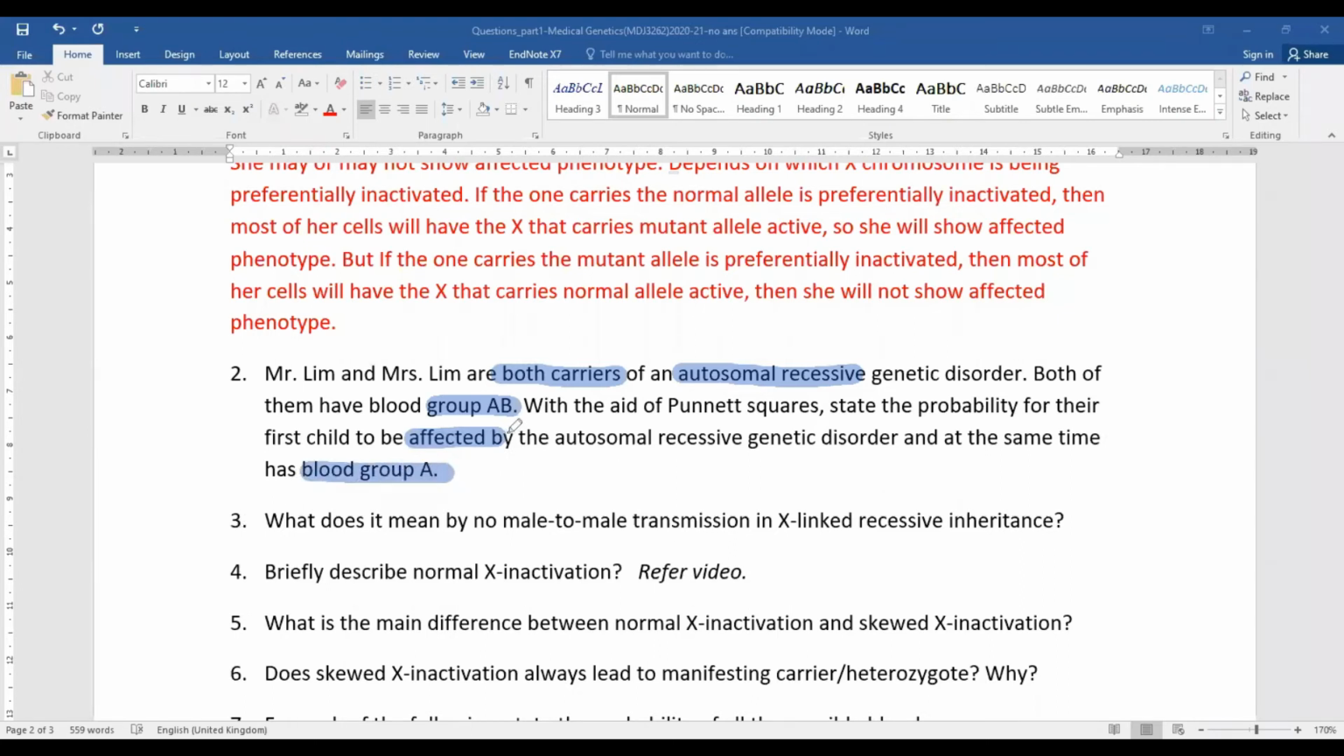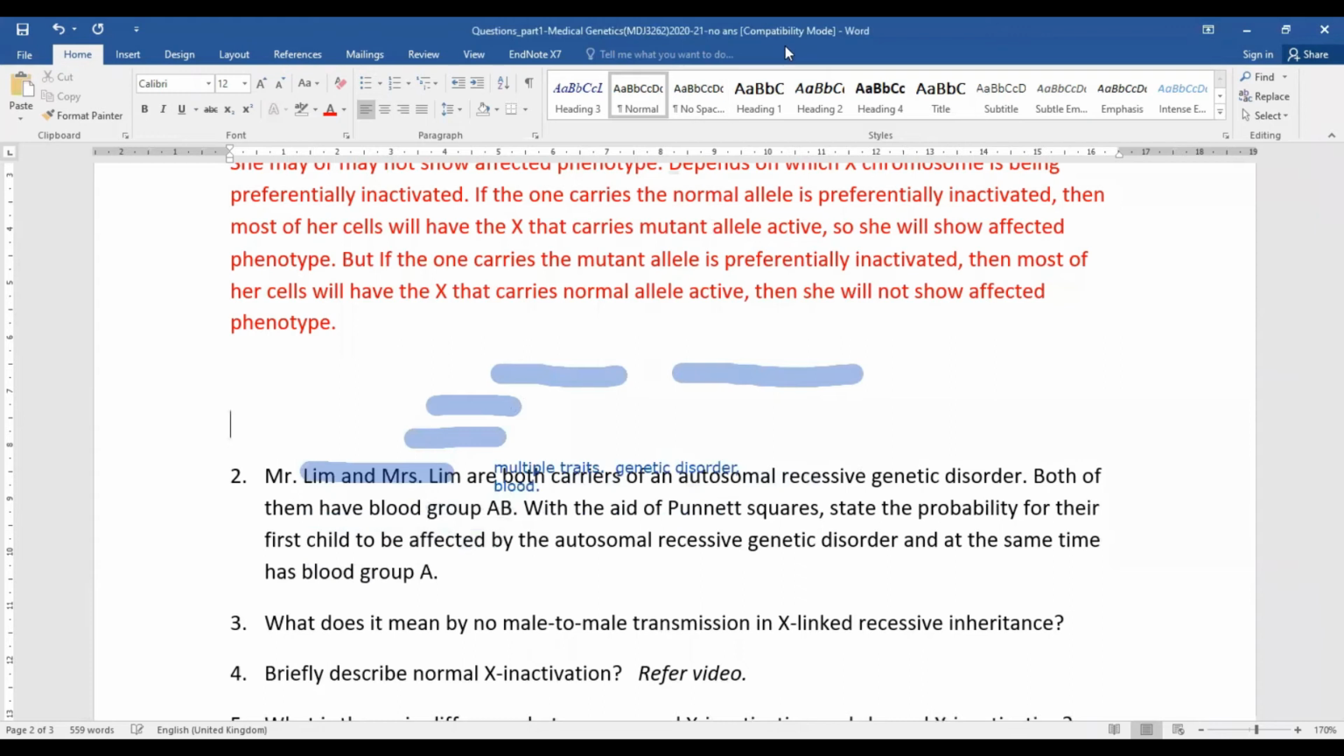Okay. Now this one is testing multiple traits. One is the genetic disorder, and the other is blood group. From the notes that I've given you, it's actually very simple. How you should go about it is to draw two Punnett squares.